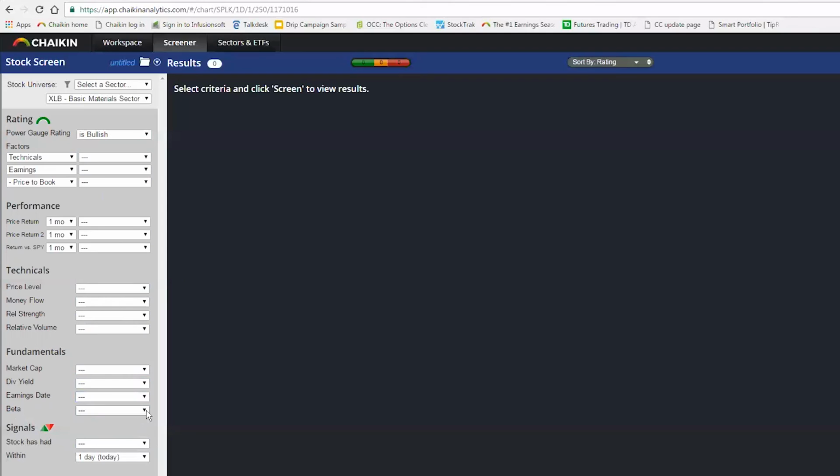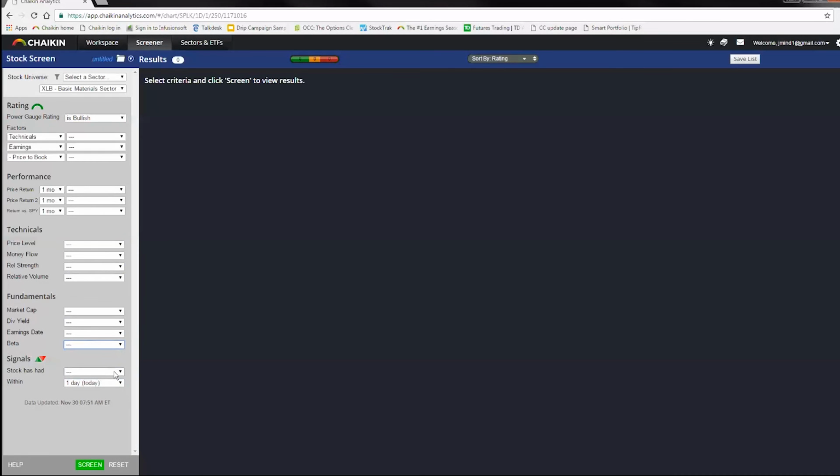Also under fundamentals is beta. Beta is a measure of a stock's average move against the overall market. A stock with a beta of 1 will on average move the same amount as the overall market, which is measured by the S&P 500. We give you 3 choices: low beta, those which move on average less than the overall market does; beta between 1 and 2, which are stocks that are slightly more volatile than the market; and high beta, stocks that on average move twice as much as the S&P 500.